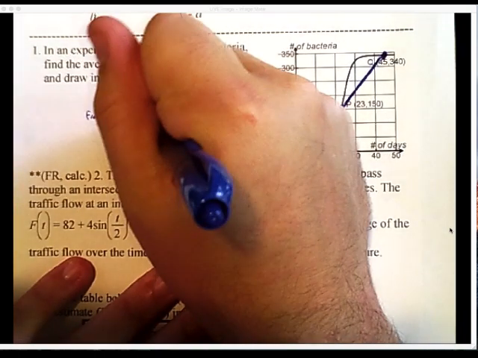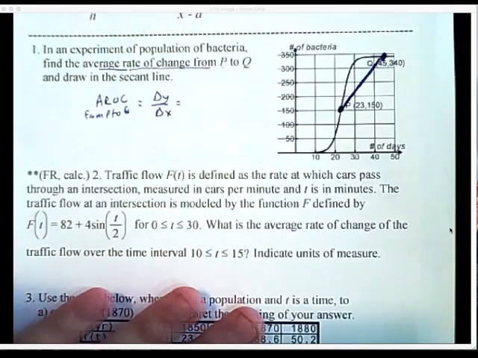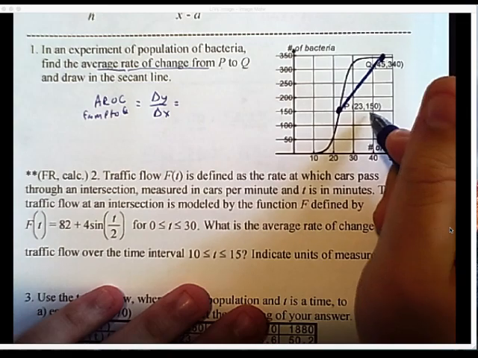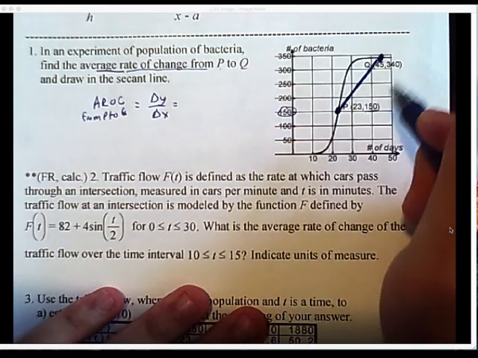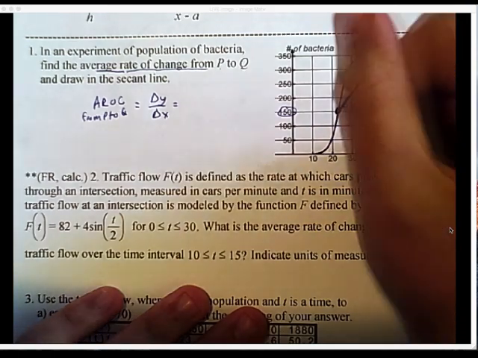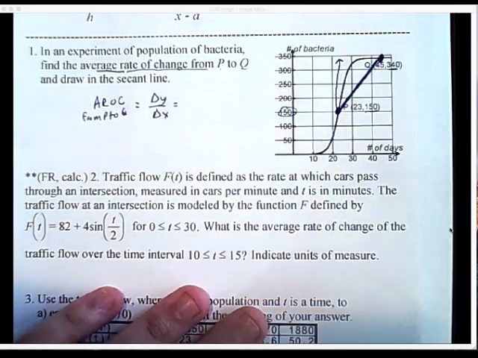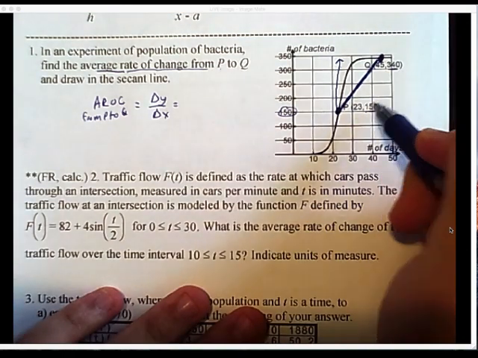So we would do delta y over delta x. How much do you have to rise? How much do you have to run? Well, how much do you have to rise? You're going from a y value of 150, that's right there, to a y value of 340. So you're going up that amount. Okay, so a quick way to find that is just take 340 minus 150.